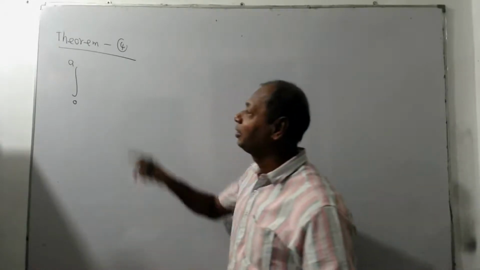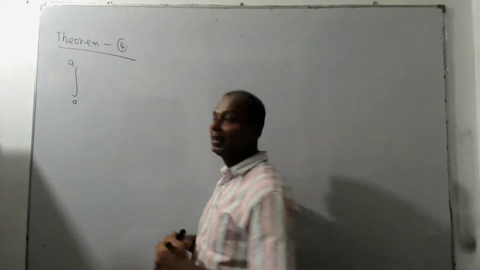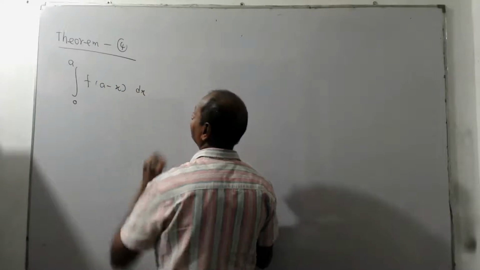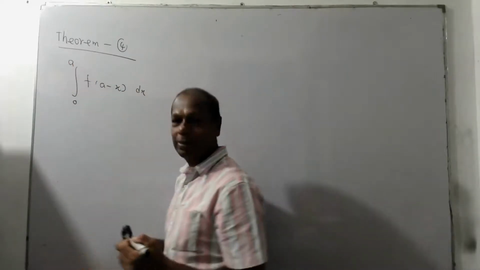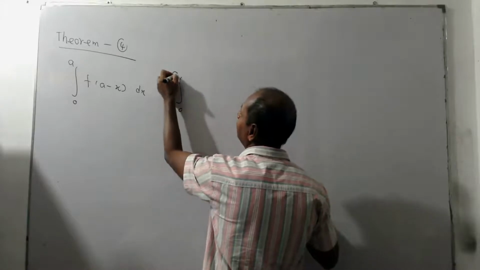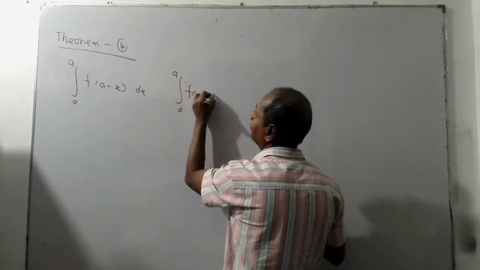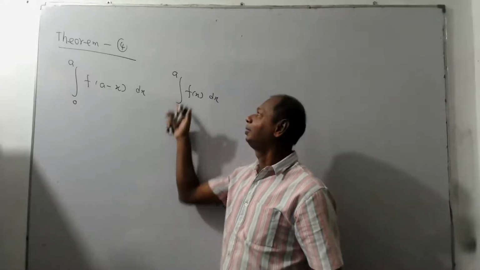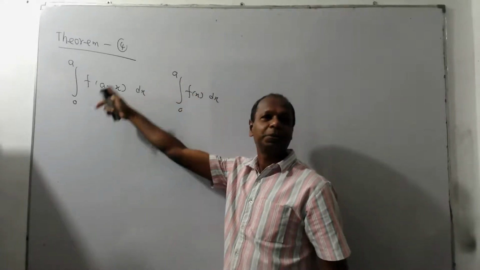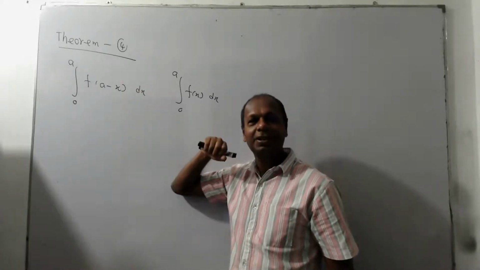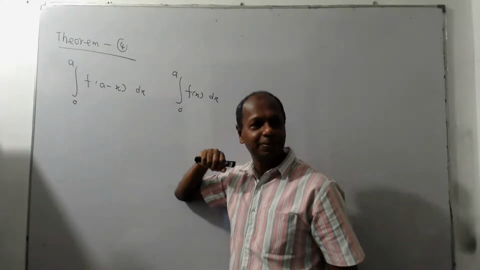The theorem says you integrate from 0 to a, f of a minus x. It is the same as finding the integral from 0 to a, f(x) dx. Whether it is 0 to a, f(x) dx or 0 to a, f of a minus x dx, the values are the same.